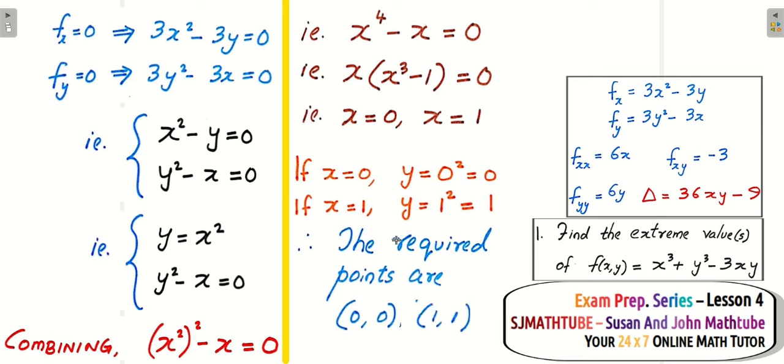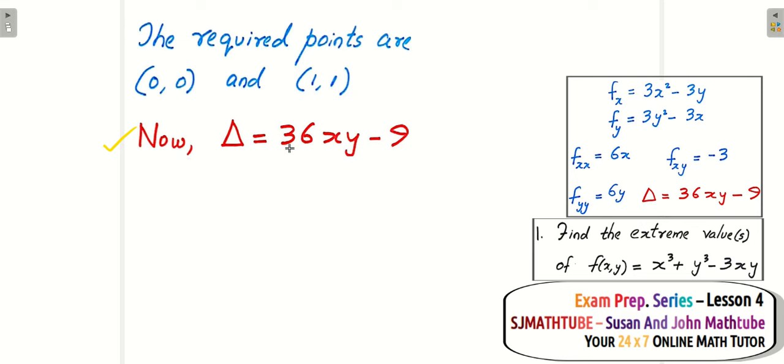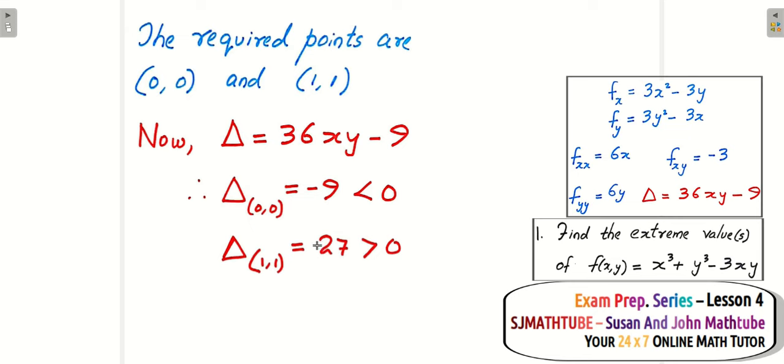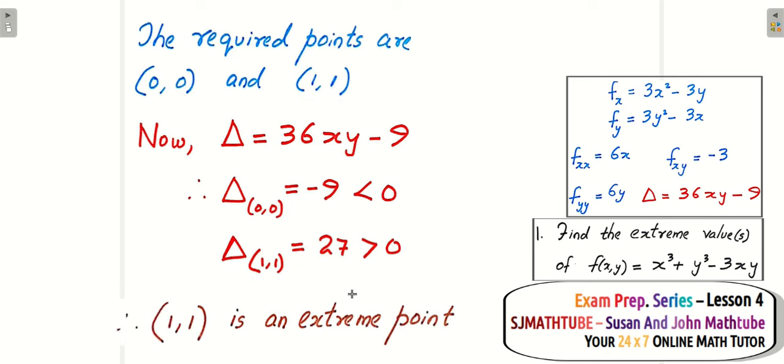Yeah, delta. So delta is 36xy minus 9. So if you plug in 0 comma 0, we will get minus 9, which is negative. So this point is not qualified. And if you substitute 1 comma 1, the answer is positive. So this point qualifies. Okay, now we know that 1 comma 1 is an extreme point.